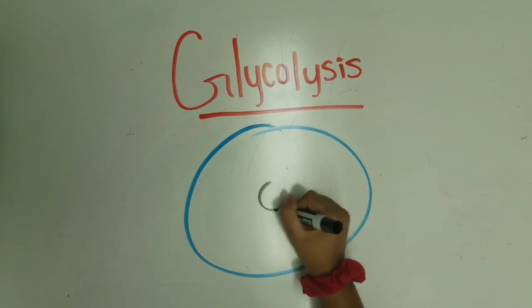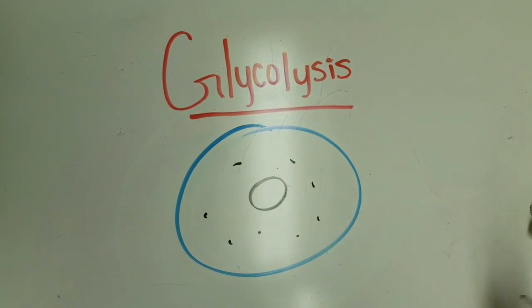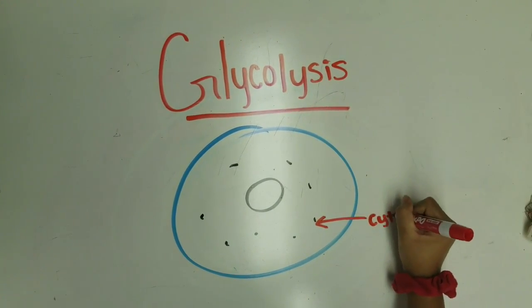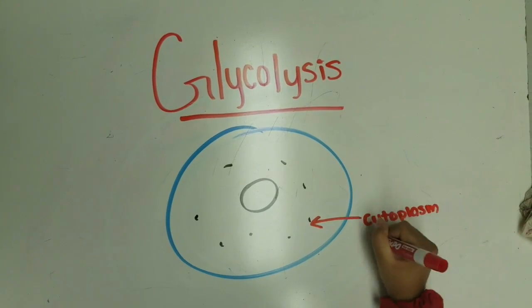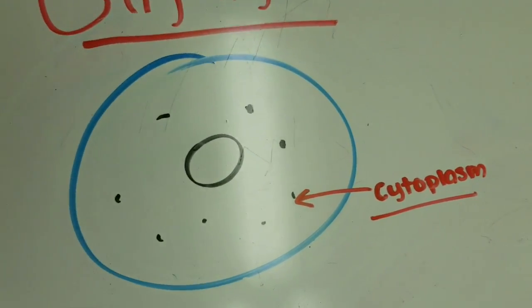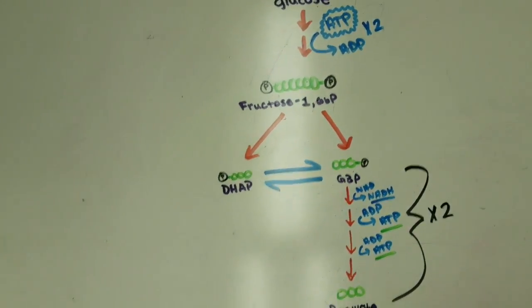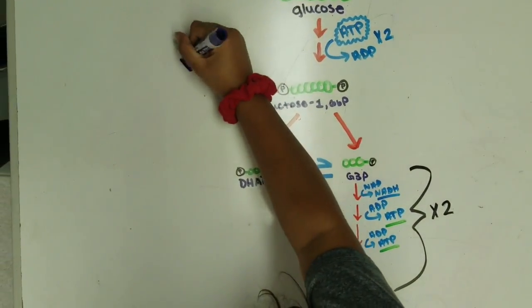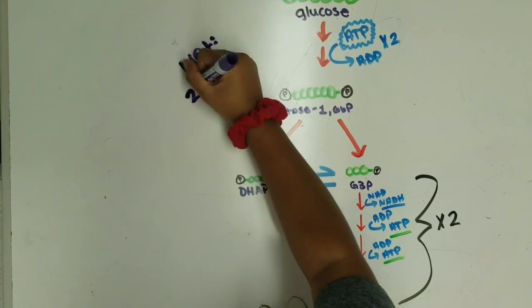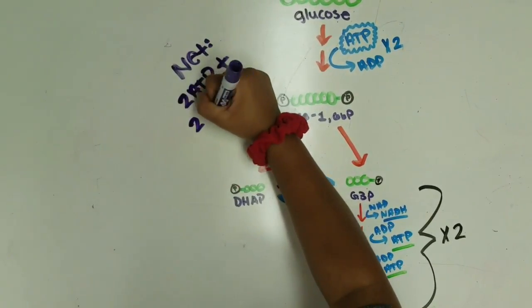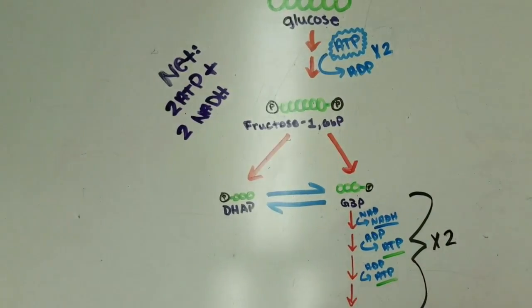Glycolysis is the first step in the breakdown of glucose to extract energy for cellular metabolism. This takes place in the cytoplasm of a cell. Glycolysis converts one 6-carbon molecule of glucose into two 3-carbon molecules of pyruvate. This makes 4 ATP but uses 2, leaving the net product of 2 ATP and 2 molecules of NADH.